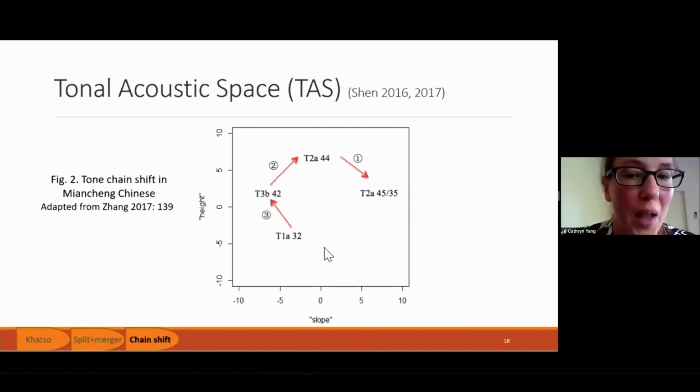Here's an example from Miancheng Chinese. And what I want you to notice here is that the tones are moving in a clockwise direction. This is what Zhu et al. call the clockwise tone change shift. So high becoming rising, high falling becoming high level, mid falling becoming high falling.